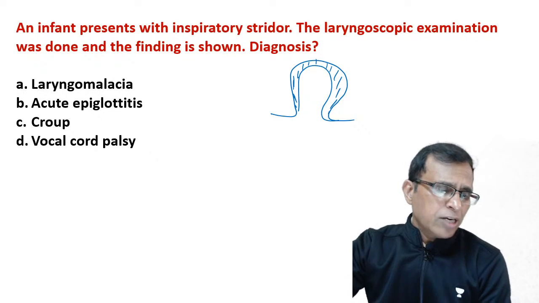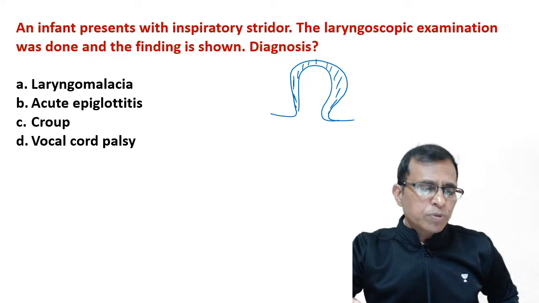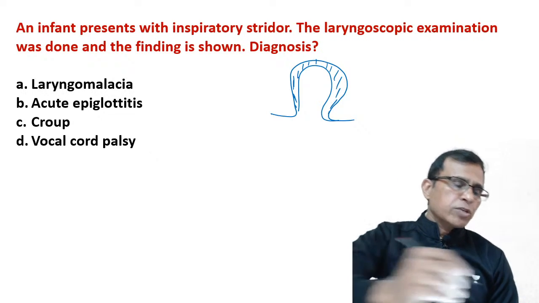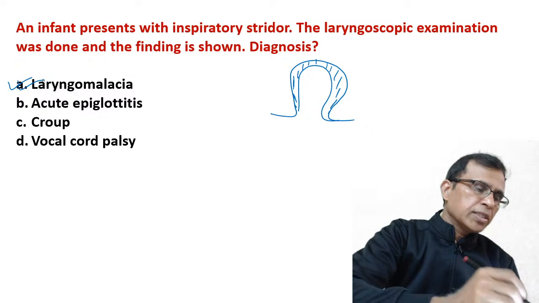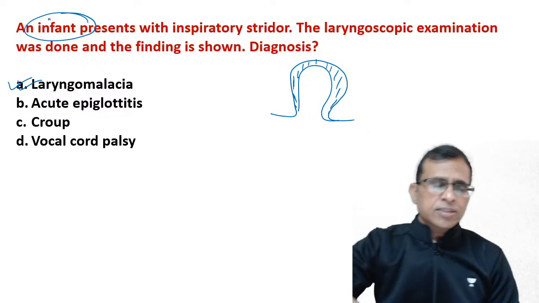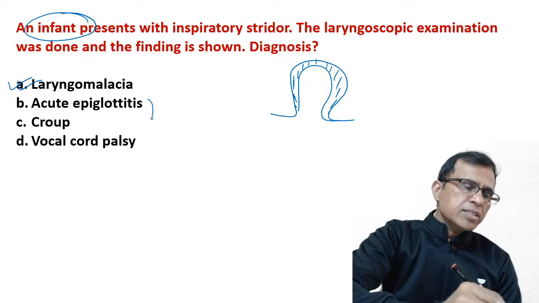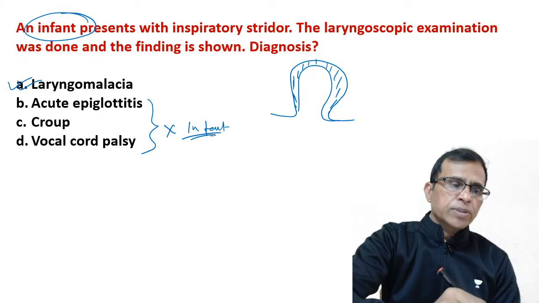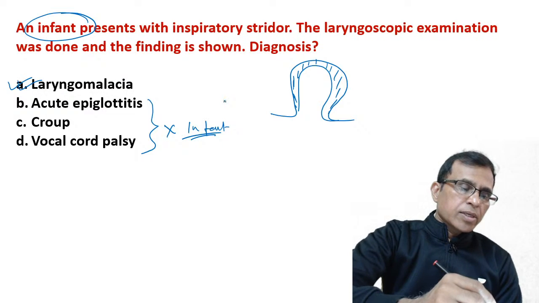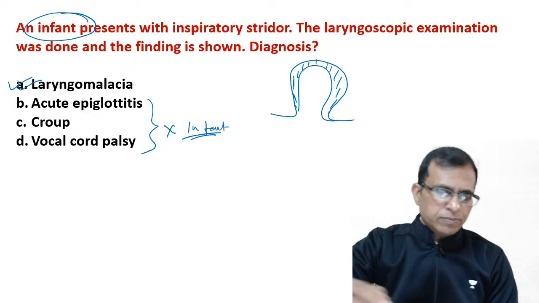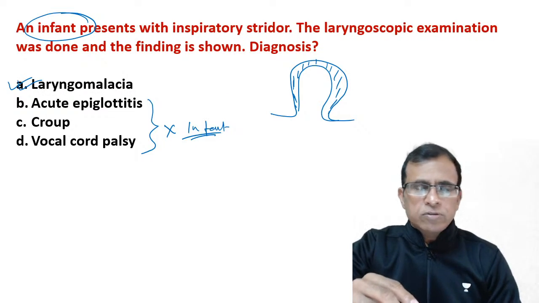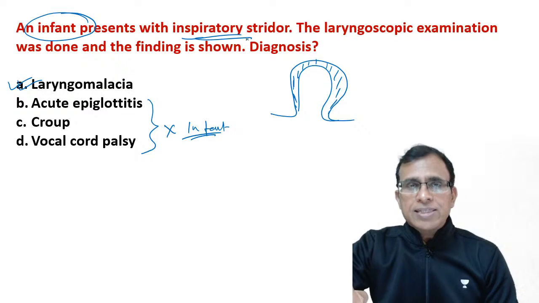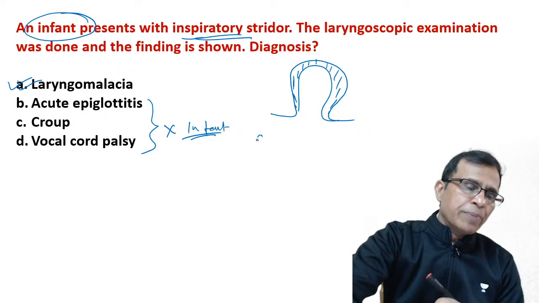So what is the answer? Is it laryngomalacia, epiglottitis, croup, vocal cord palsy? This was a case of laryngomalacia. Especially in infants, none of the other diseases usually happen in infants. Inspiratory stridor can happen in all of them, so it is not a leading point. But the main thing was the examination, which shows you an omega-shaped epiglottis.